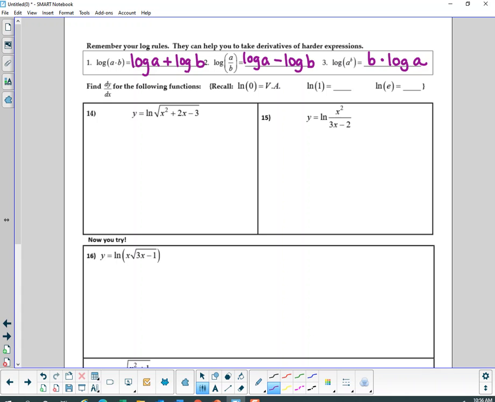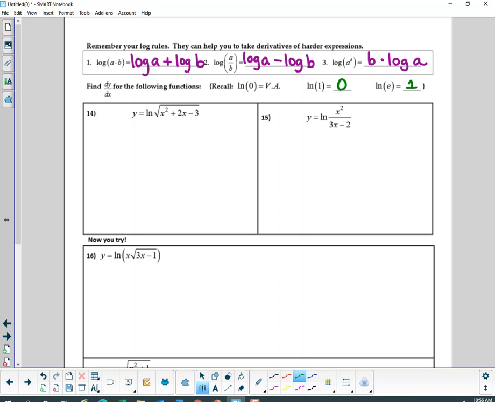A couple other facts to remember is that if we take the natural log of 1, we get 0, and the natural log of e is equal to 1. You may need to go back to your summer packet and look over the things about natural log and e as we're working through this unit.